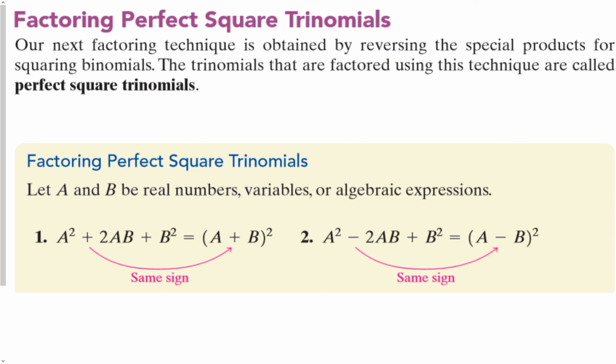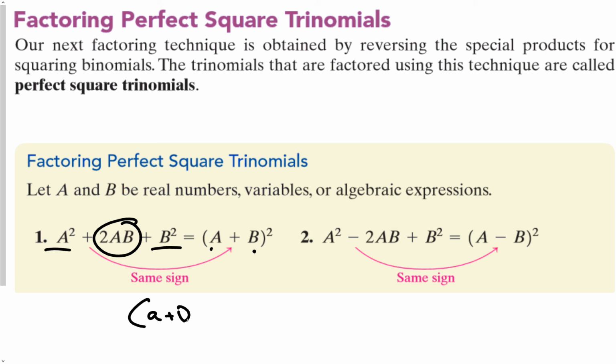Next, we have my perfect square trinomials. So this technique is obtained by reversing the special products for squaring binomials. Trinomials that are factored using this technique are called perfect square trinomials. So again, you're looking for something to be a perfect square here, something to be a perfect square here, and you just got to check this middle term. If I have a and b gotten from my perfect squares, if I multiply these together and then multiply by 2, is this middle term 2 times a times b?